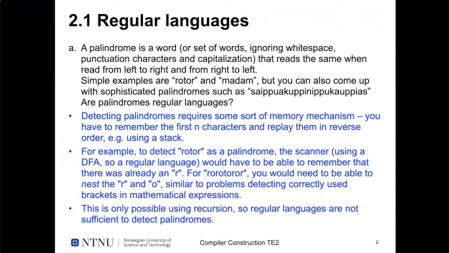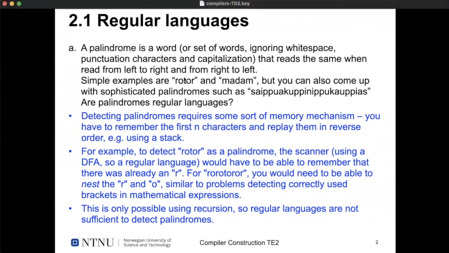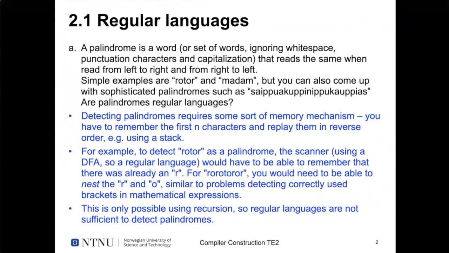So you've probably all seen this specific thing, which is called a palindrome. So a word, or maybe a set of words, if you ignore white space and punctuation and capitalization, that is the same when you read it from left to right as when you read it from right to left. So there are simple examples like rotor or madam, but you can also have sophisticated palindromes such as this long Finnish word, which I'm not even trying to pronounce. And the question here was, are palindromes actually regular languages?